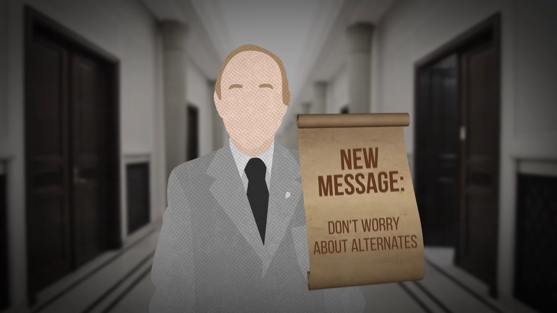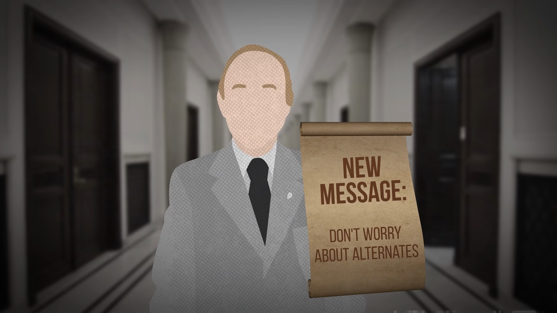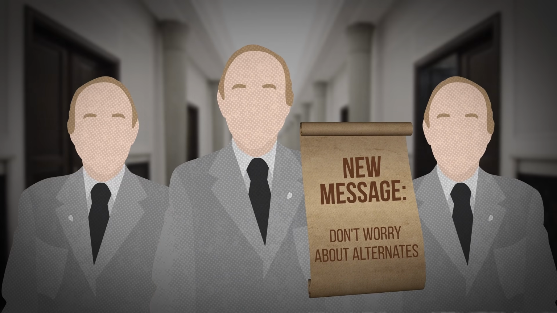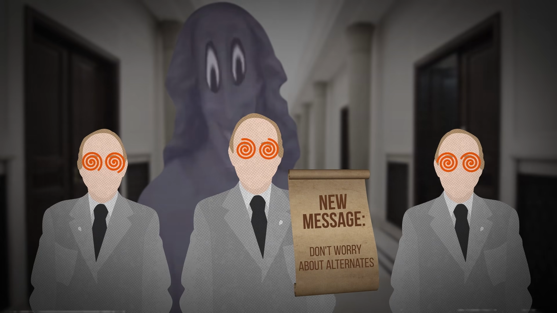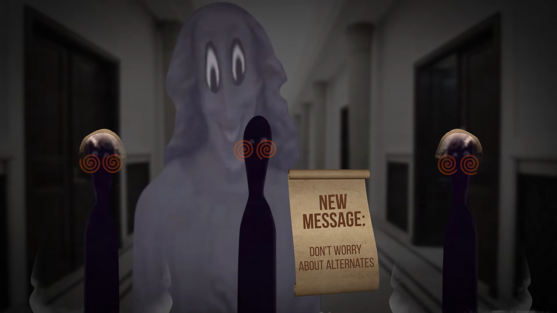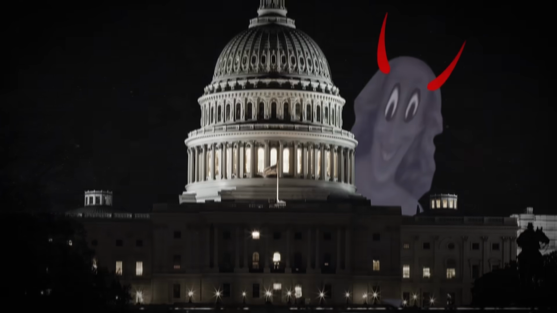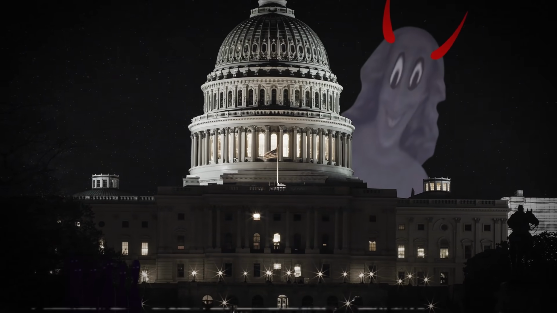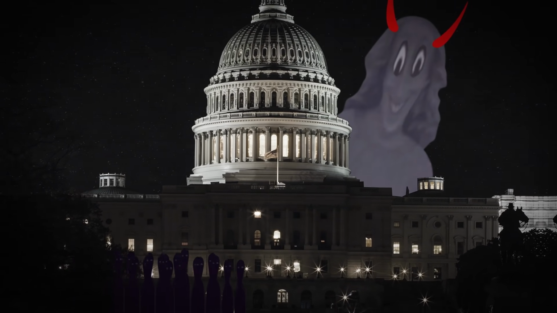These massive changes in messaging and how to deal with alternates would make sense if the government were somehow in on Gabriel's plan, either infected by his message or with key people in positions of power replaced by alternates. So Gabriel is literally the devil, and he's using his army of alternates to infiltrate the police and government.